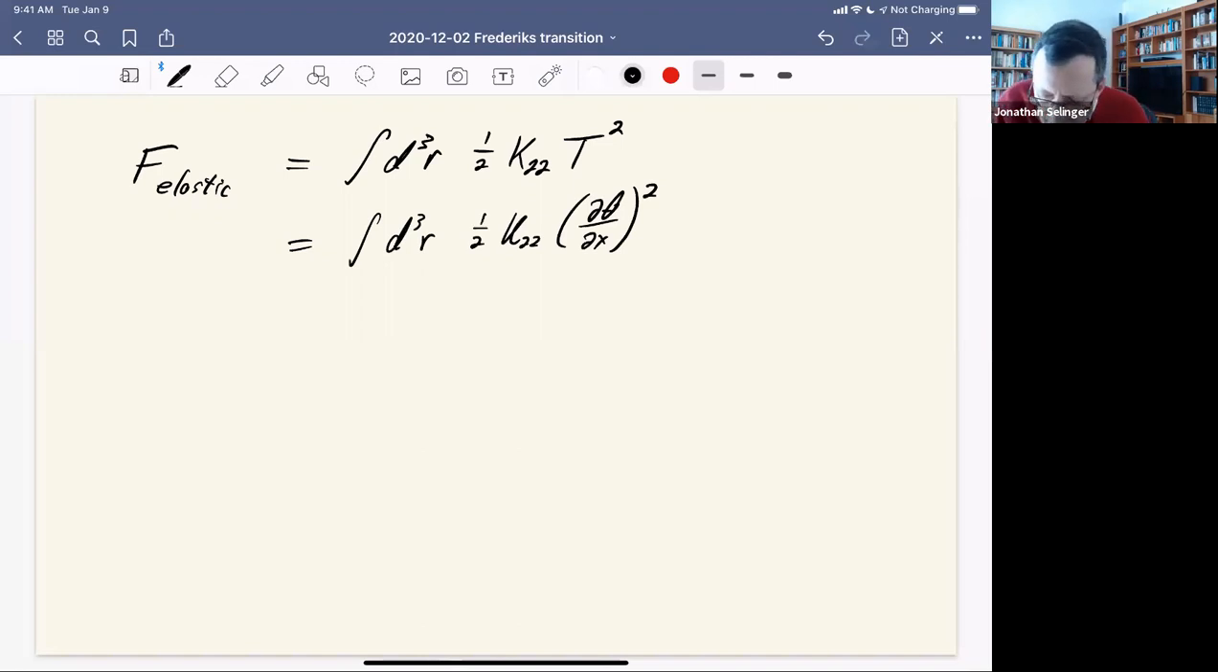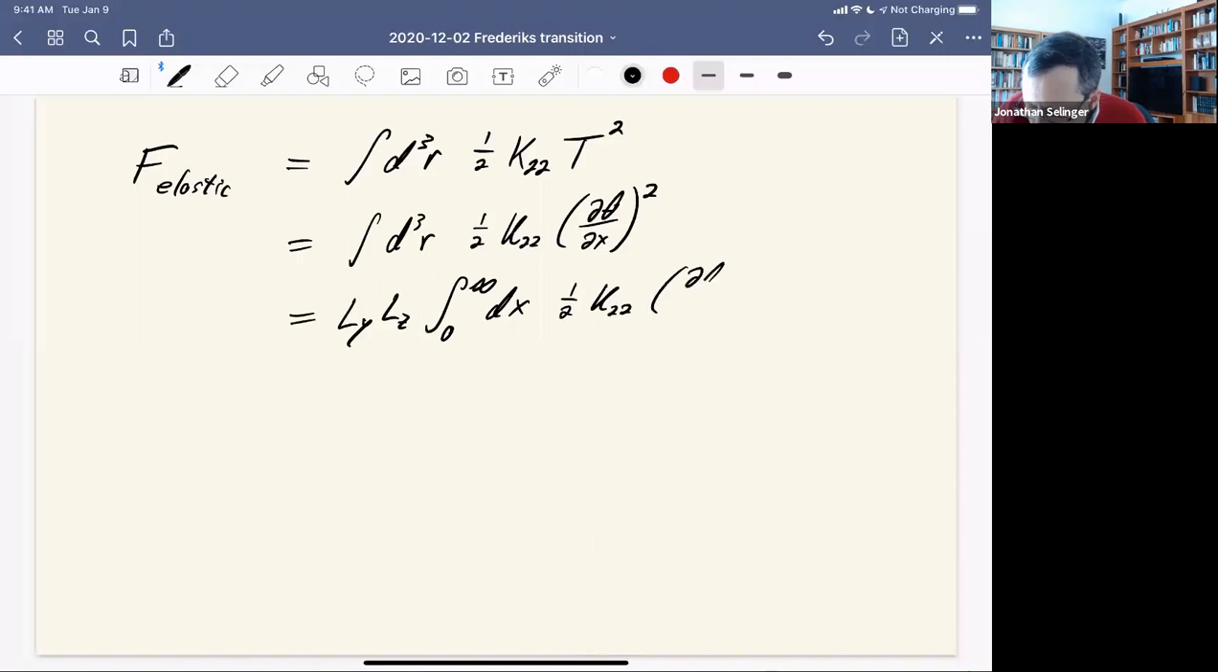Now for this integral, nothing depends on y or z. So I can just factor out the area in the yz plane. And then there's an integral over all values of x. So an integral over x from 0 to infinity of 1/2 K22 d theta dx squared. Okay, you guys good with that?